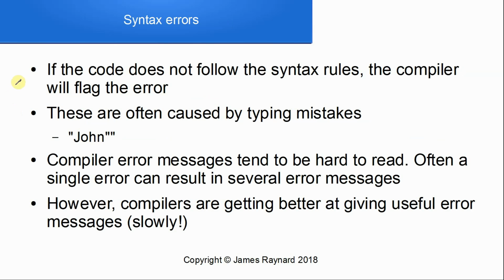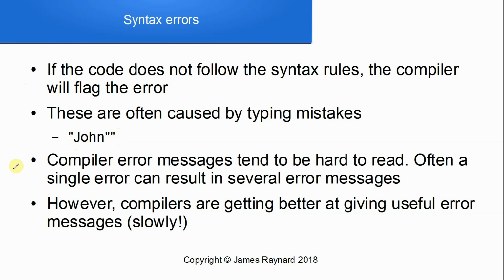The common cause of compiler errors is a syntax error. If your code doesn't follow the syntax rules, which is basically the grammatical rules for the C++ language, the compiler will flag the error. Quite often a syntax error is the result of a typing mistake. So for example here we meant to put John in quotes, but we accidentally stuck an extra quotation mark on the end. So the compiler will pick that up and you will get an error.